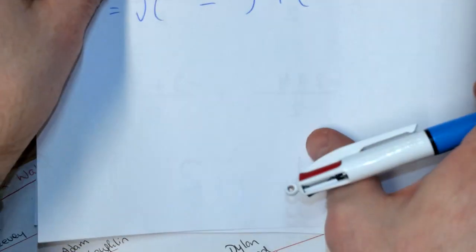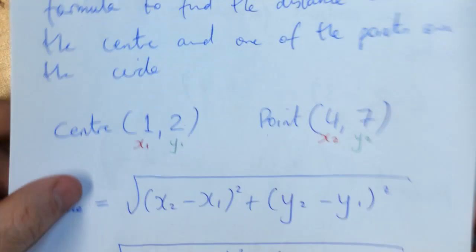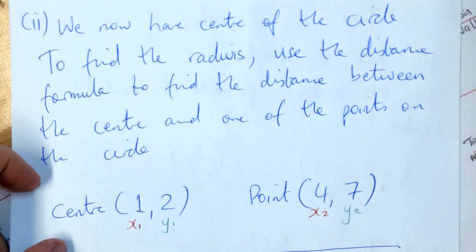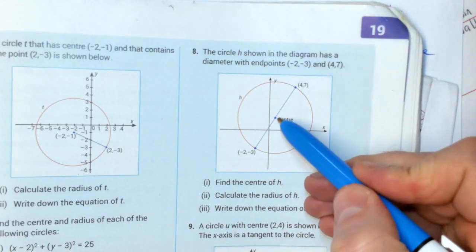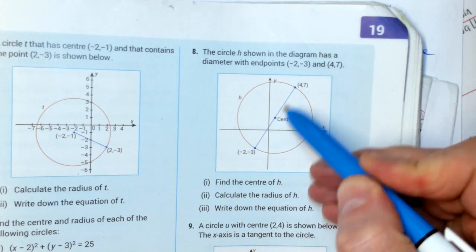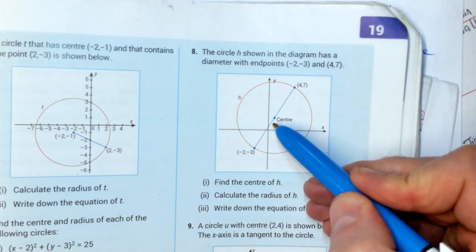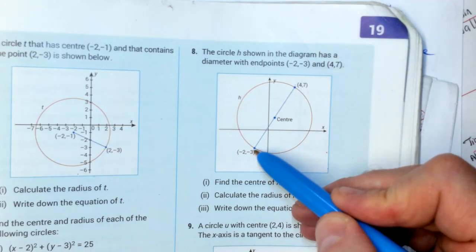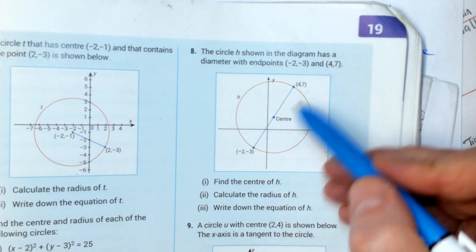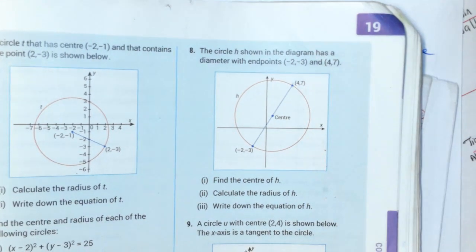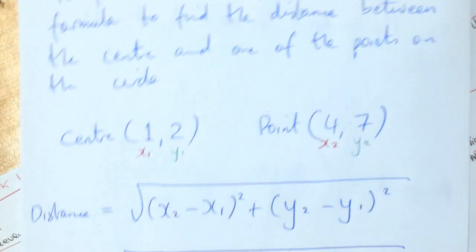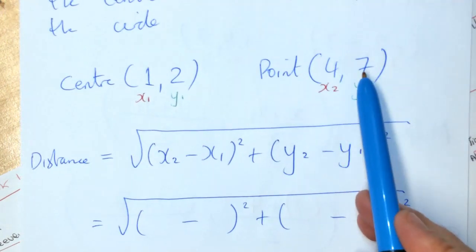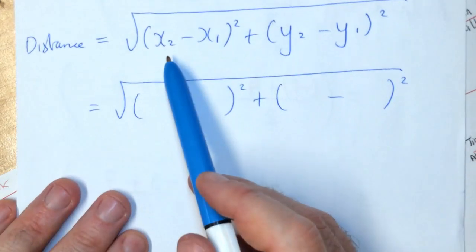Part 2 now. I've already moved ahead here and preempted this. We now have the center of the circle, and to find the radius, you're going to calculate the distance from the center to one of the points. I'm going to pick (4, 7) because there's no negative numbers in it, and it's going to be easier to work with. You could pick the other point, but you'll have a little more difficulty. So center (1, 2), point (4, 7), and I'm going to use the distance formula to get the radius.